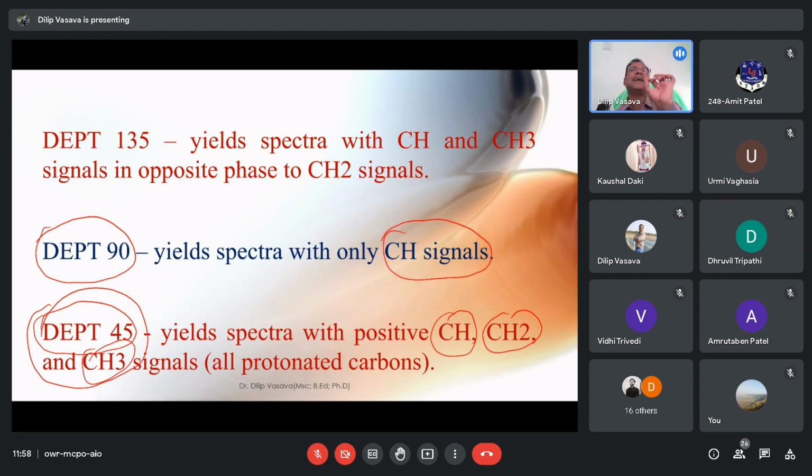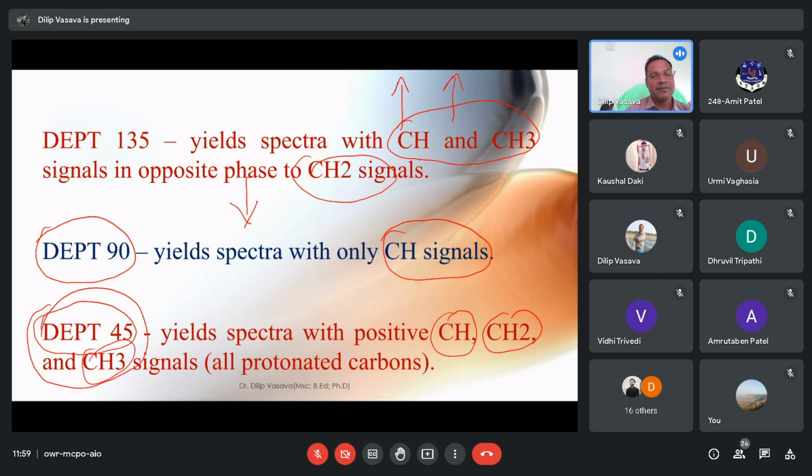So you will get an idea of how many CH carbon atoms there are, where only one proton is attached. Okay, and DEPT 135 spectra gives the CH3. But a very important thing is that CH2 gives the opposite phase, downward. So CH and CH3 give positive signals, upward, whereas CH2 gives downward. So you will come to know how many CH2 carbon atoms are present.